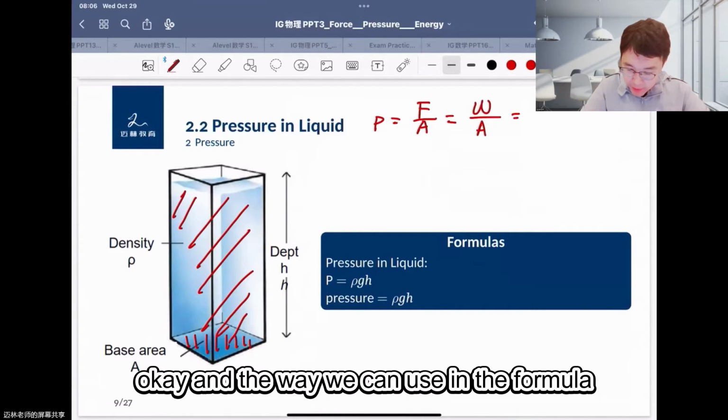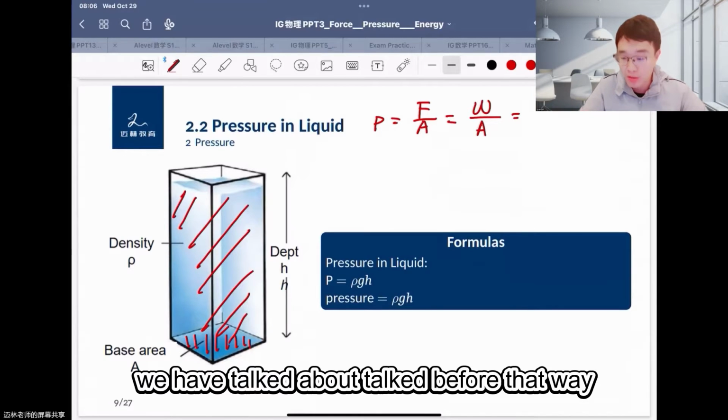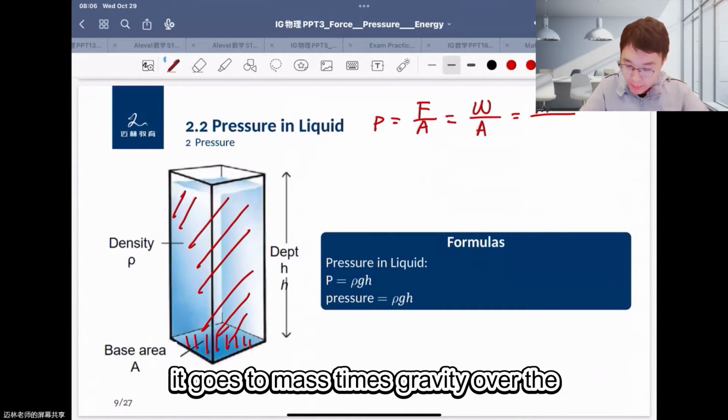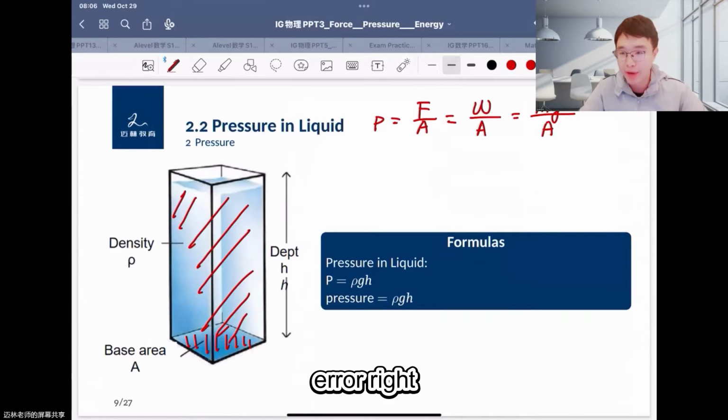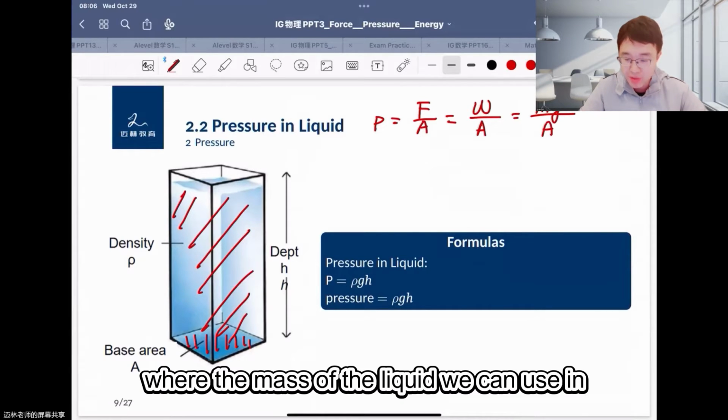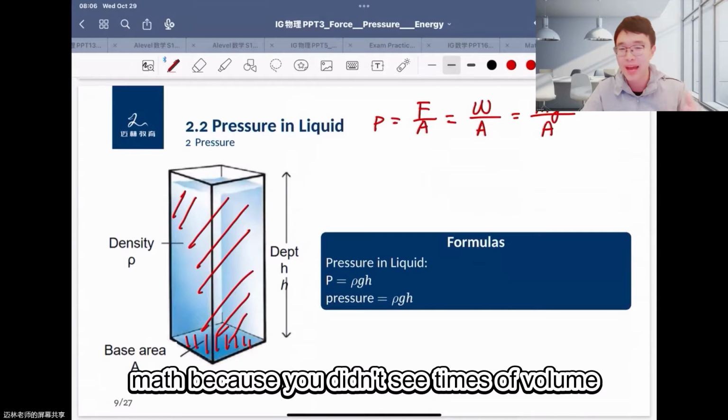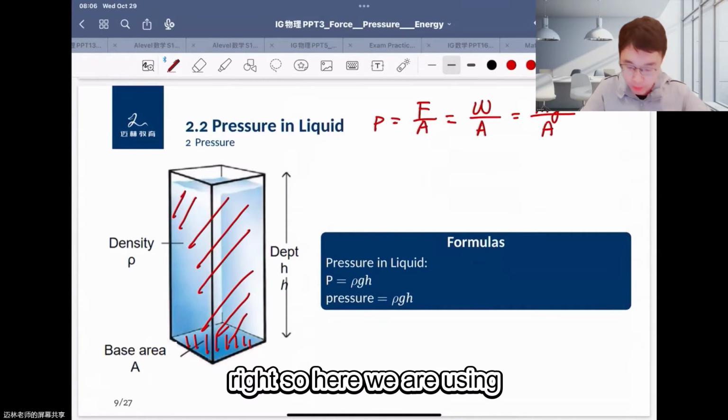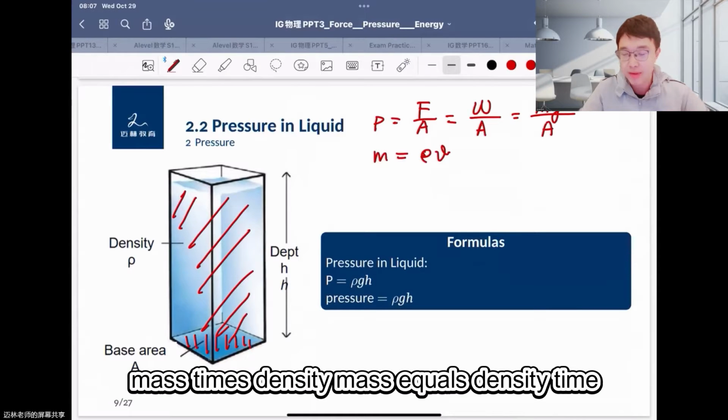Okay, and for the weight we can use the formula we have talked about before, that weight equals mass times gravity, over the area, right? And for the mass of the liquid, we can use the formula that mass equals density times volume, right? So here mass equals density times volume.